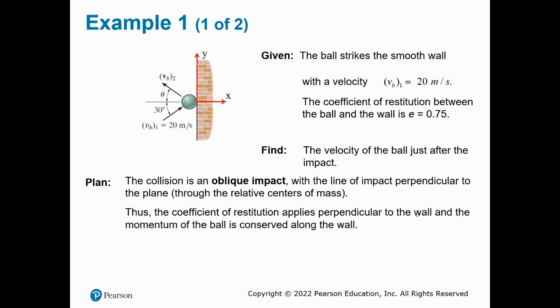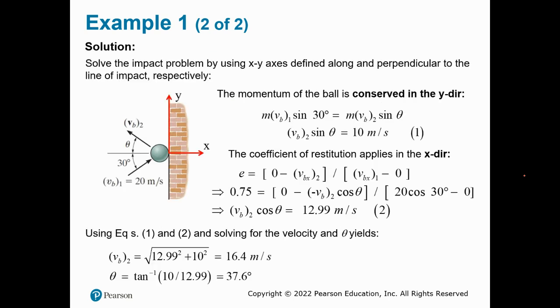So we know the ball strikes the smooth wall with a velocity VB. We know the velocity is coming in at a 30-degree angle. We also know the coefficient of restitution between the ball and the wall is e equals 0.75. We're looking for the velocity of the ball just after the impact.